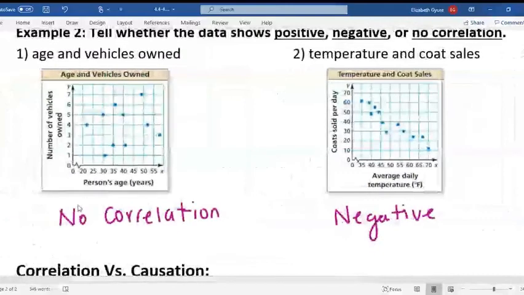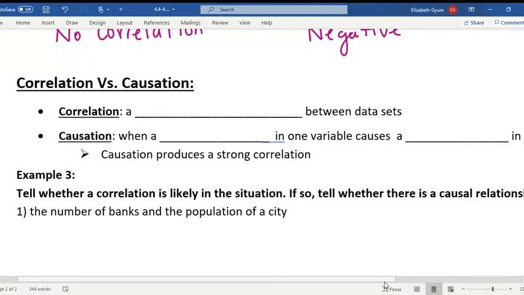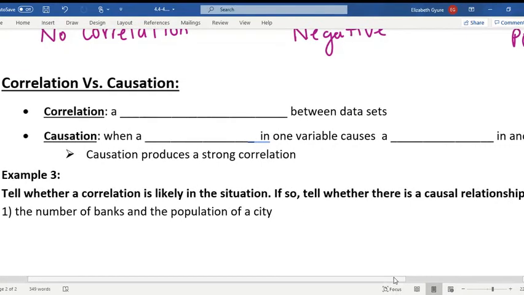All right, so now let's take a look at correlation and causation. Instead of looking at graphs, we're going to read a situation. Remember, a correlation is simply a relationship. That's just saying a relationship could exist, like the amount of peanut butter sold versus the amount of jelly sold. There could be a relationship there, right? Those things could maybe have something to do with each other.